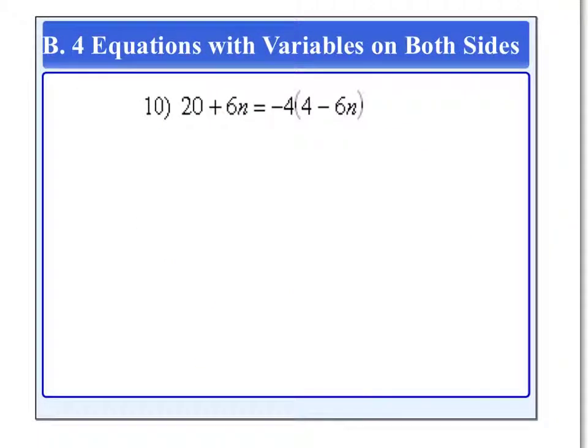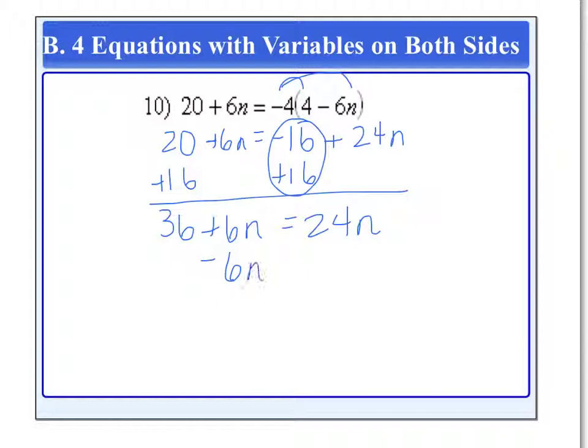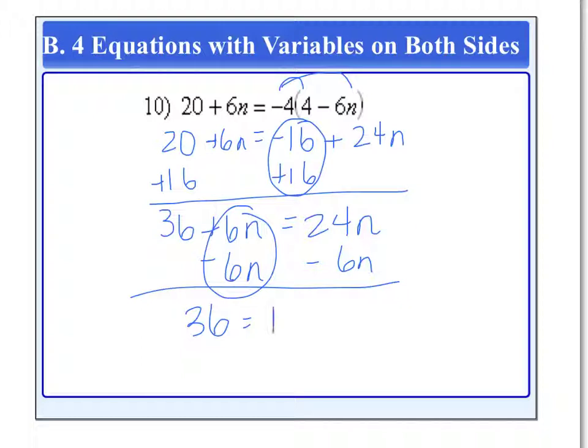Here you have to be careful with this one because we have negatives. Negative 4 times 4 is negative 16. Negative 4 times negative 6n is a positive 24n. So we have 20 plus 6n equals negative 16 plus 24n. I'm going to start out by adding 16 to each side. I don't like negatives. This gets rid of my negative. 36 equals 24n. Then I'm going to subtract 6n from each side. So 36 equals 18n. Divide by 18. And n equals 2.